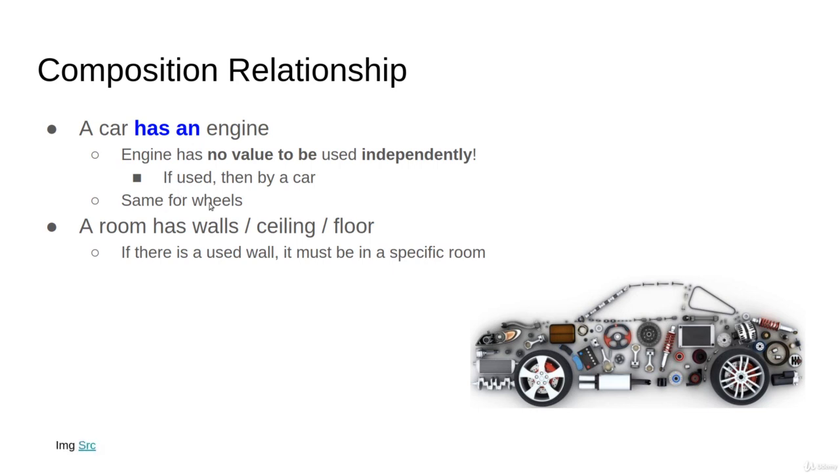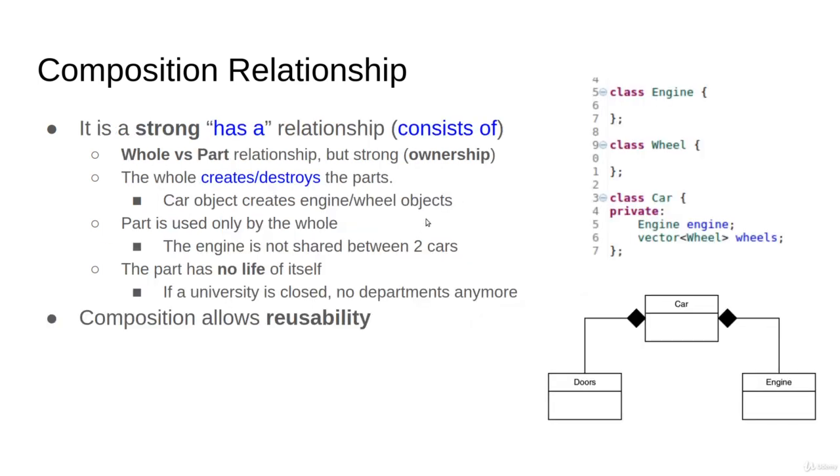The engine has no value to be used independently, and if a car gets destroyed for one reason or another, then this part has no value. The same goes for car wheels. Another example might be a room. A room has walls and a floor, but these walls and floor have no value without a room. If we mention a room, they definitely exist. If the room gets destroyed, then they are also destroyed, semantically or practically.